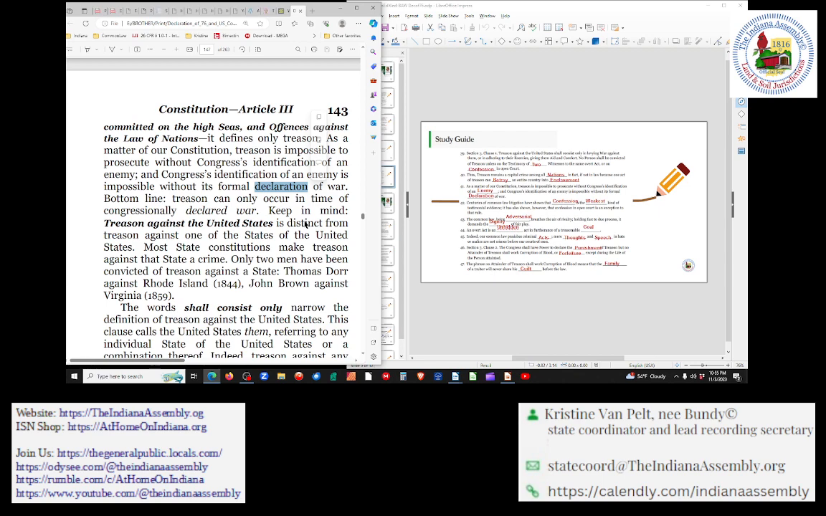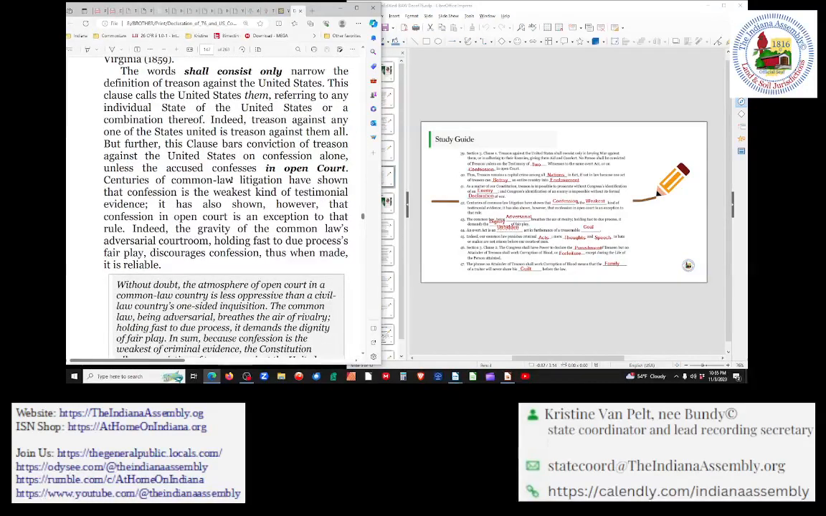42. Centuries of common law litigation have shown that confession is the weakest kind of testimonial evidence. It is also shown, however, that confession in open court is an exception to that rule, which is interesting because back with the beginning of 9/11, we had the whole outing of the waterboarding process, things like that, and they've proven that torture doesn't actually give you any more information.